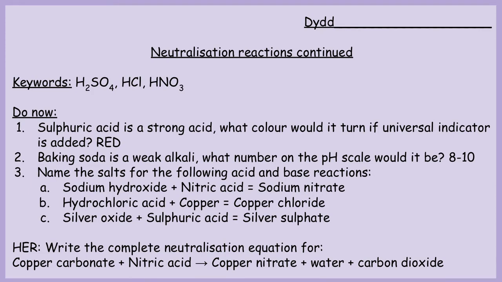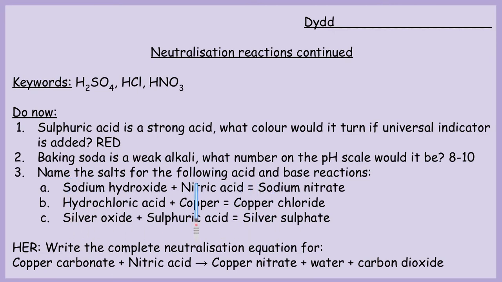So here are the answers to the starter. Sulfuric acid is a strong acid. If you're in my room right now, you'll see that there's a pH display. So a strong acid is going to go red. Baking soda is a weak alkali, so it's going to be towards the right-hand side of that, and it's weak, so it's going to be between 8 and 10.